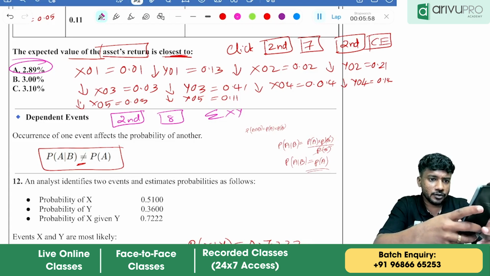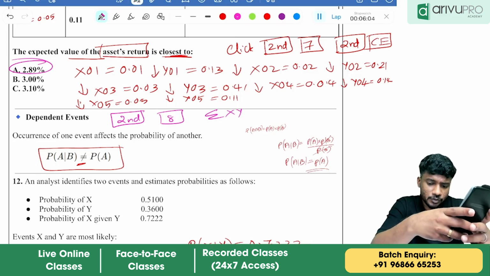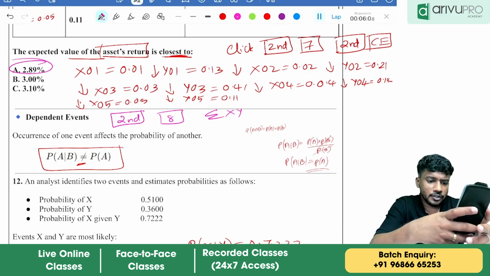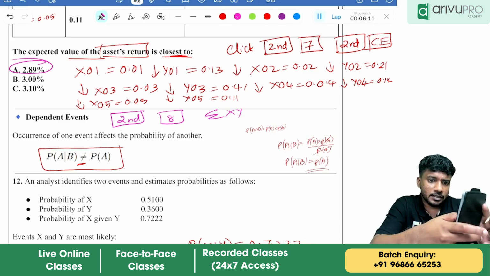X02 is 0.02. Then click enter. Come down. Y02 is 0.21. Click enter. Come down. X03 is 0.03. Click enter. Come down. y03 is 0.41, click enter, come down.